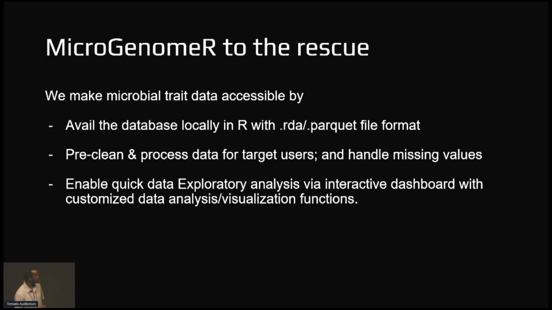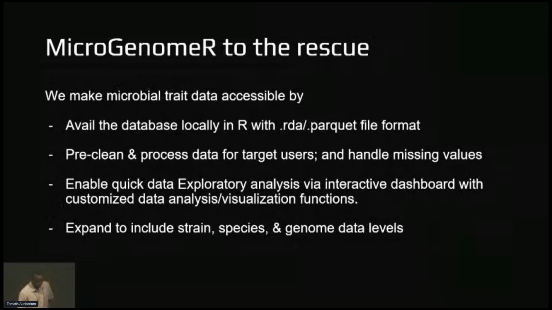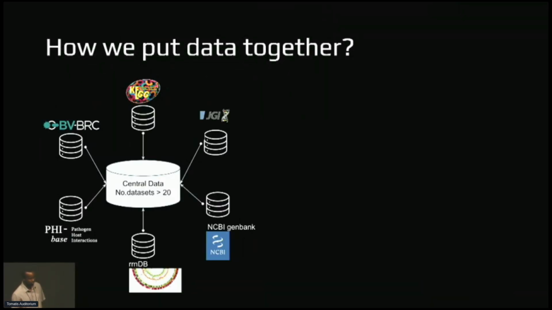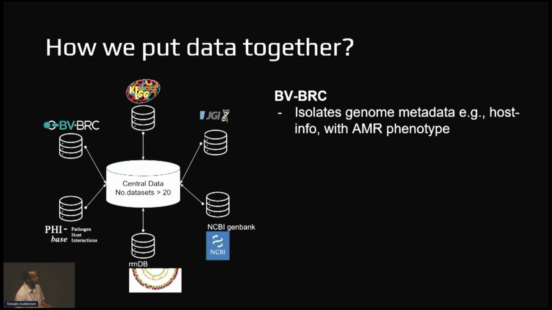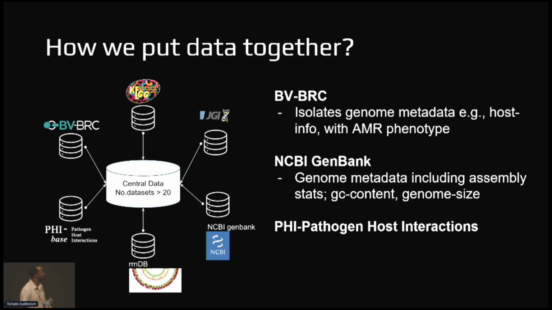We also wanted to ensure that someone can easily analyze this data set using an interactive dashboard. So how do we do this? We combine a lot of data sets, around 20, and each data set gives a respective thing. For example, from BV-BRC, we get genome metadata and the AMR phenotypes. For NCBI, we get genome metadata also, but with assembly stats. And for FiBase, we get a list of curated pathogens with their host interactions.